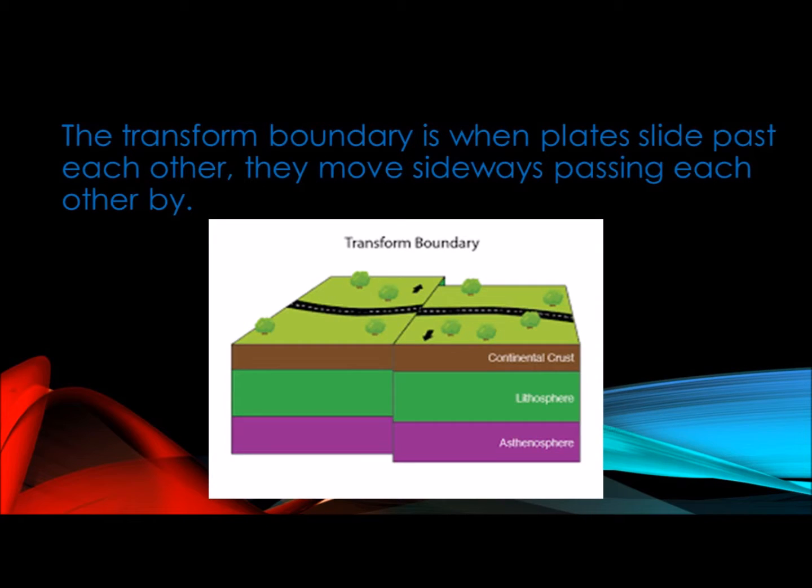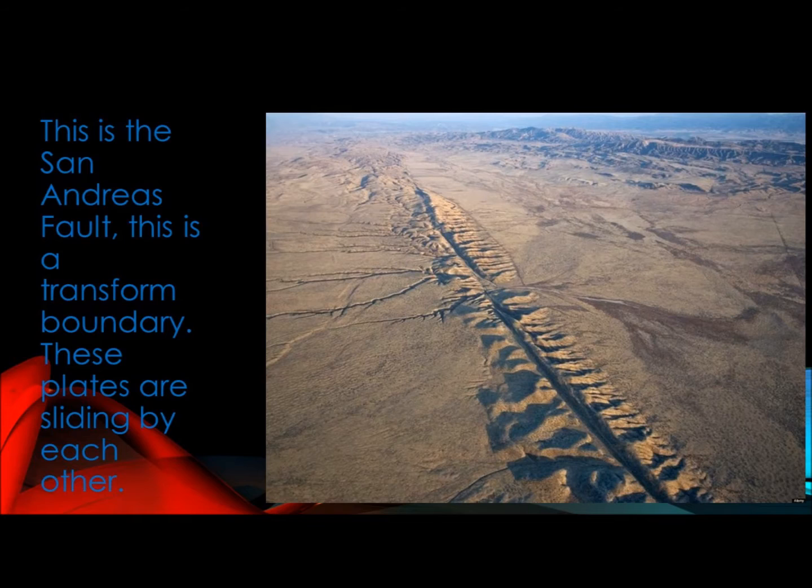The transform boundary is when plates slide past each other. They move sideways, passing each other by. This is the San Andreas Fault. This is a famous transform boundary. These plates are sliding past each other, and oftentimes these can cause some pretty damaging earthquakes.